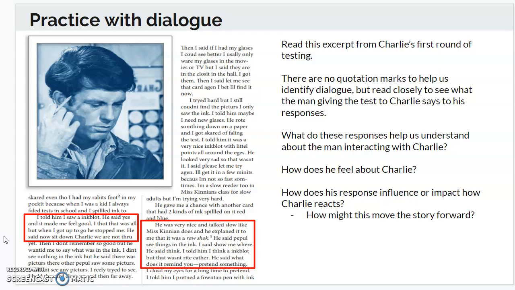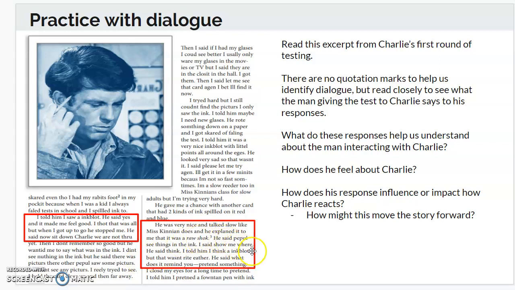"I thought that was all, but when I got up to go, he stopped me. He said, now sit down, Charlie. We are not through yet." So we notice that the man talking with Charlie, or working with Charlie, kind of speaks to him like he's a child. Okay, that's a direct response to how Charlie is interacting.